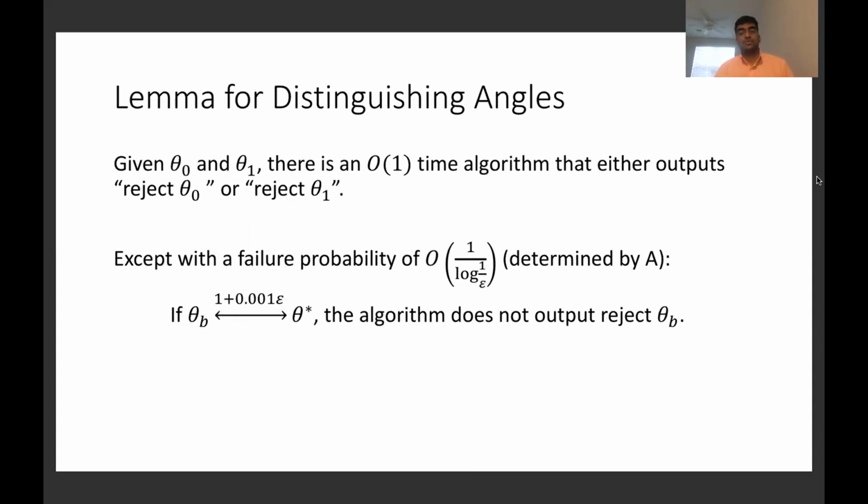So the failure probability is 1 over log 1 over epsilon, and the failure condition is that if theta b is very close to theta star, then the algorithm will not reject that theta b.